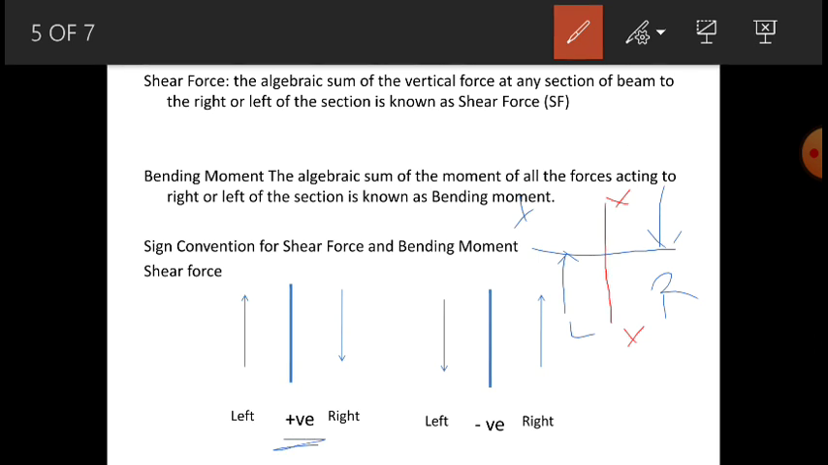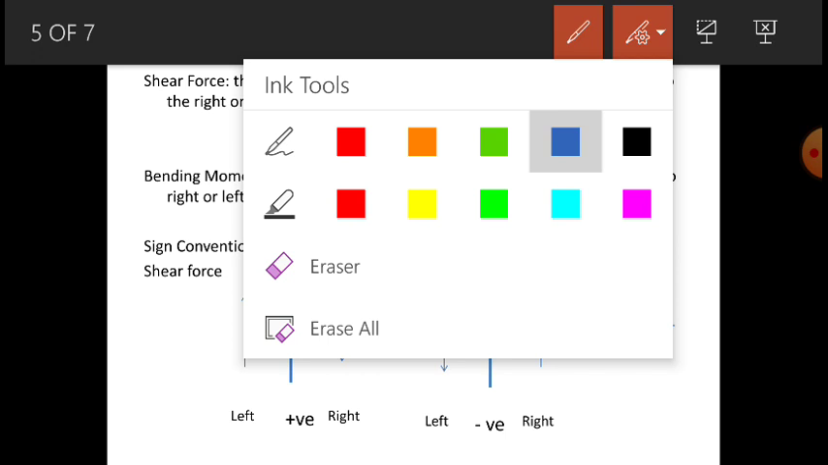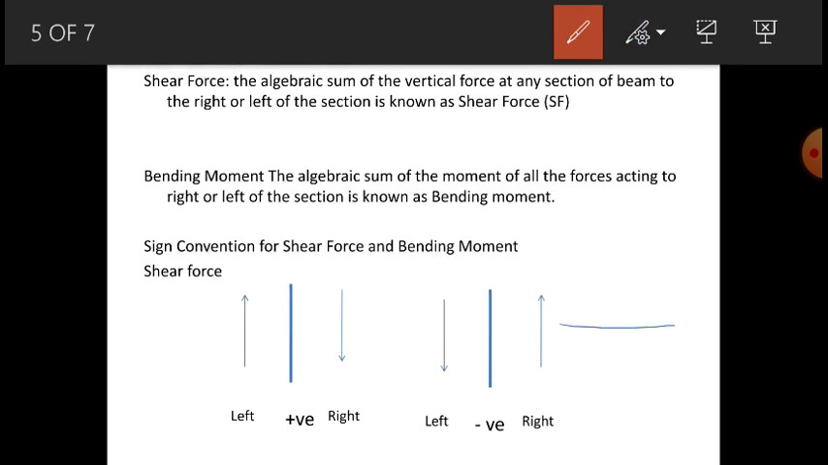If you are considering the right hand side, then if it is acting downwards, it is positive. That shear force is positive, and the remaining will be negative. If you take the beam and take a section, and on the left hand side your force is acting downwards and on the right hand side your force is acting upwards, then these forces will become negative, right?